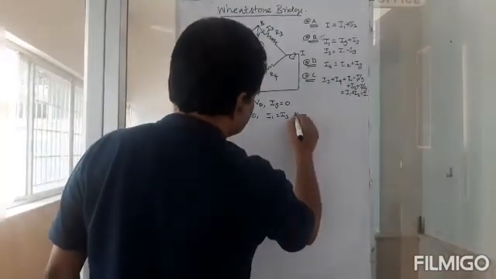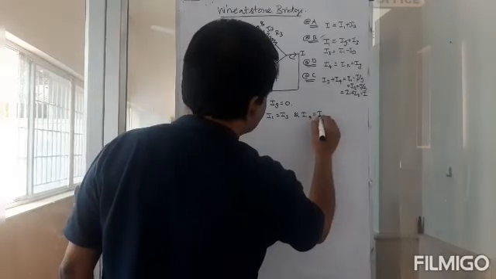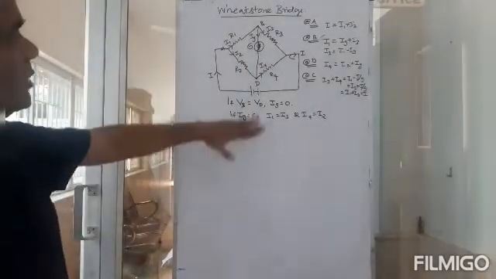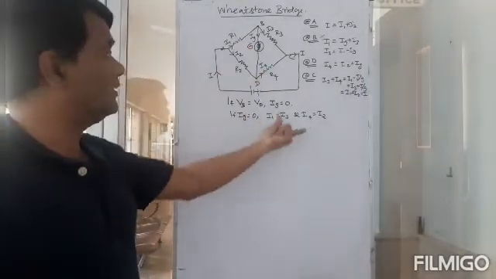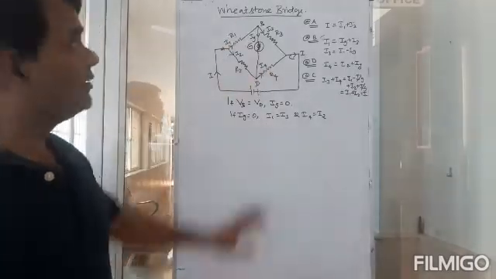And I4 must be equal to I2, or I2 must be equal to I4. So if Ig is equal to 0, when will that happen? When VB is equal to VD, this will happen. Okay. Suppose VB is equal to VD and there is no Ig.